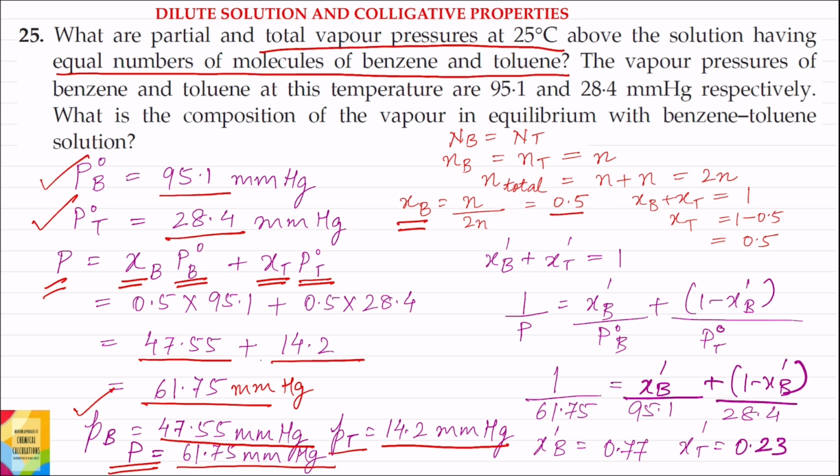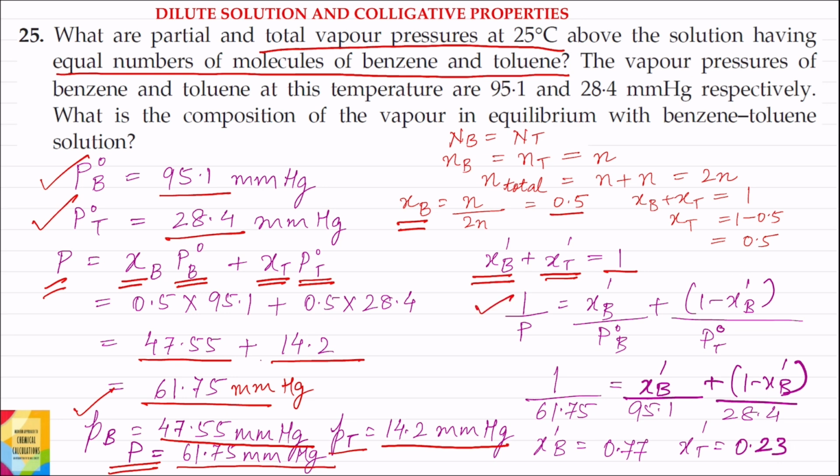Now let the mole fraction of benzene in the vapor state be x dash b and mole fraction of toluene in the vapor state be x dash t. So mole fraction of benzene in the vapor state plus mole fraction of toluene in the vapor state is equal to 1. Therefore, mole fraction of toluene in the vapor state is equal to 1 minus mole fraction of benzene in the vapor state.